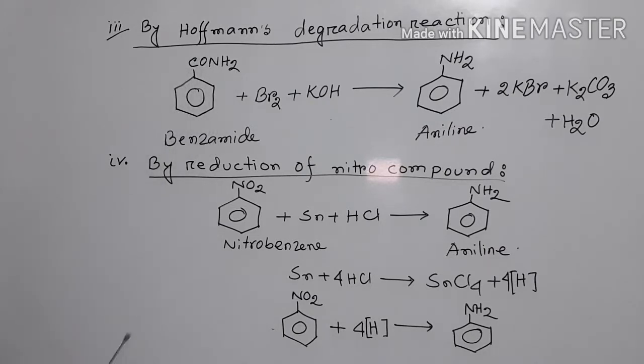Now, preparation of aniline by reduction of nitro compound. This one is nitrobenzene. When nitrobenzene reacts with tin plus HCl, it produces aniline. At first, tin plus HCl reacts and produces nascent hydrogen. This nascent hydrogen reacts with nitrobenzene and produces aniline.